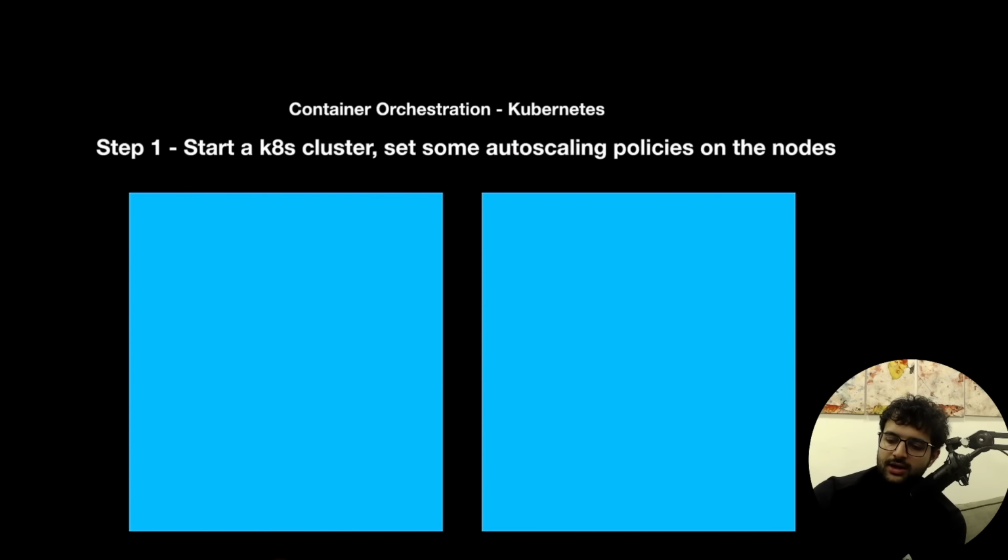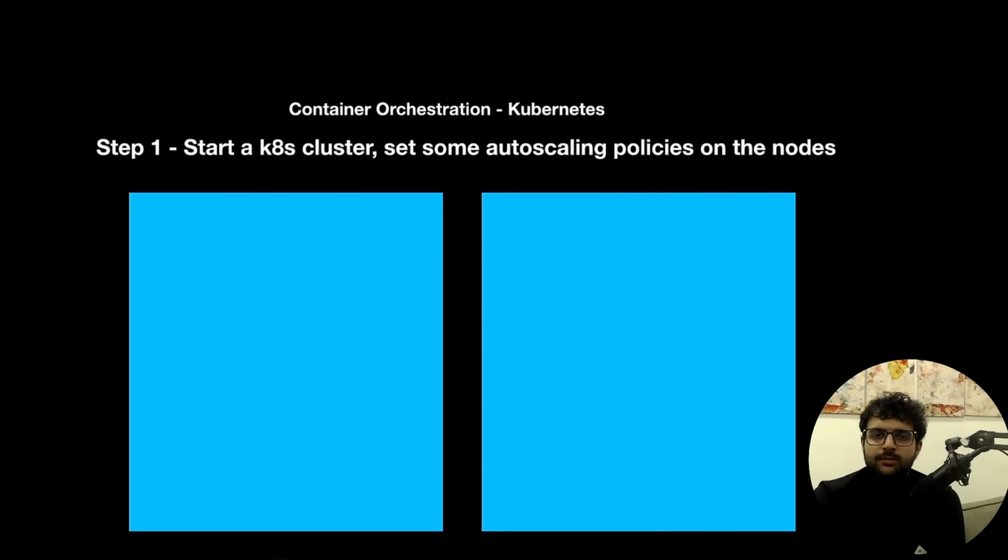Step 1, start a Kubernetes cluster and set some auto scaling policies on the node. This is the simplest bit. This is not specific to Repl.it. Any application that you create can be deployed on Kubernetes. You can deploy a simple front-end application if you want on Kubernetes, probably don't. You can deploy a back-end application. You can deploy a machine learning application. If you want anything that needs to have container orchestration, you can use Kubernetes.